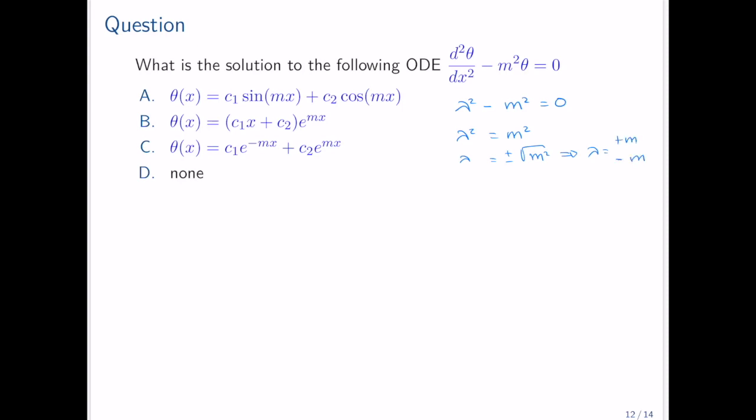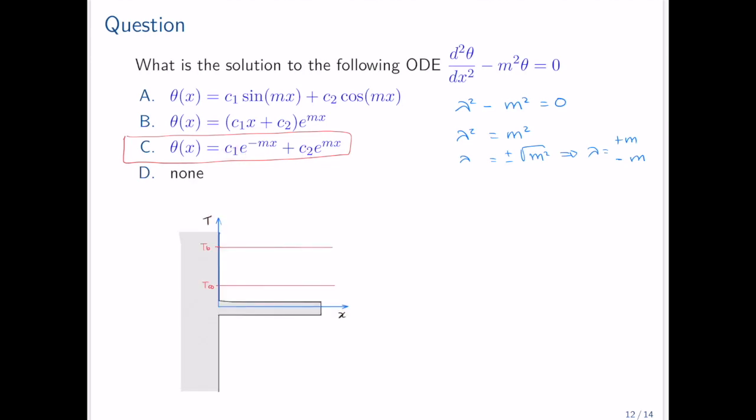So we have two different roots. One is m and the other one is minus m. So the solution of the differential equation, this is the case when we have two different roots, is theta of x given by C1 multiplied by e to the minus mx plus C2 multiplied by e to the mx. Now we have to solve for the two constants, so we need two boundary conditions.